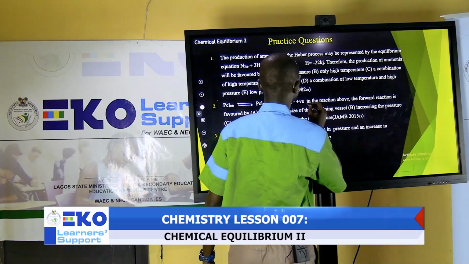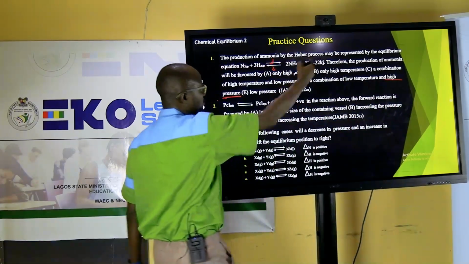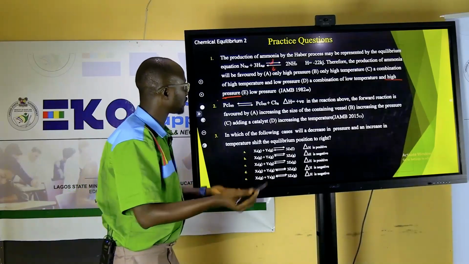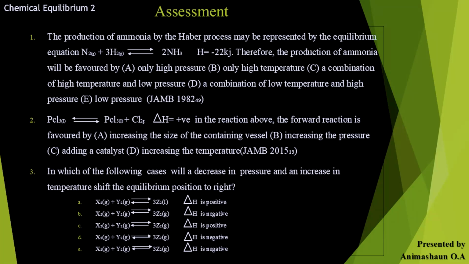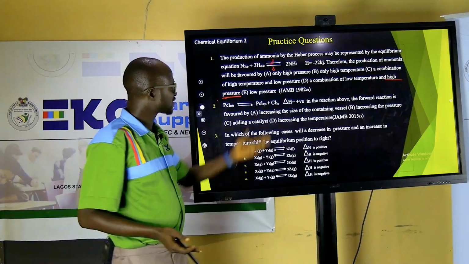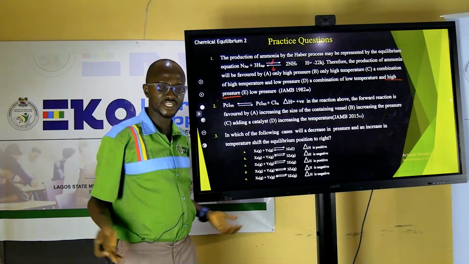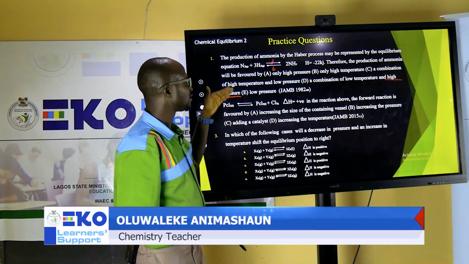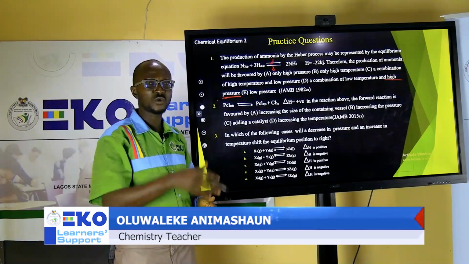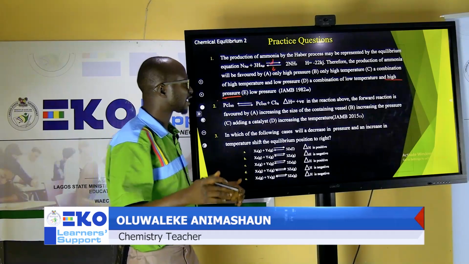So the part on high pressure has been confirmed. High pressure leads to high yield of ammonia. Now, let's consider the second one. Low temperature. As we all know before, this is an exothermic reaction. The forward reaction is exothermic, which leads to an increase in temperature. So it's a low temperature that will favor the forward reaction. It is when we decrease the temperature that the forward reaction will be favored.